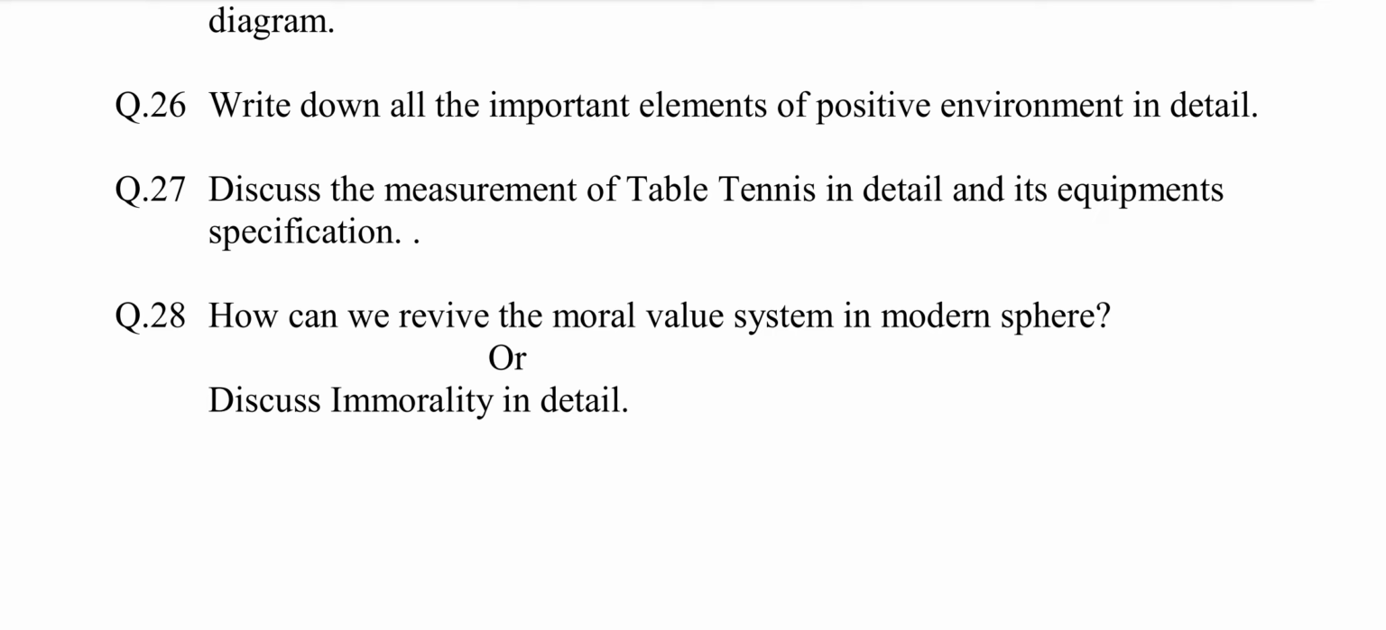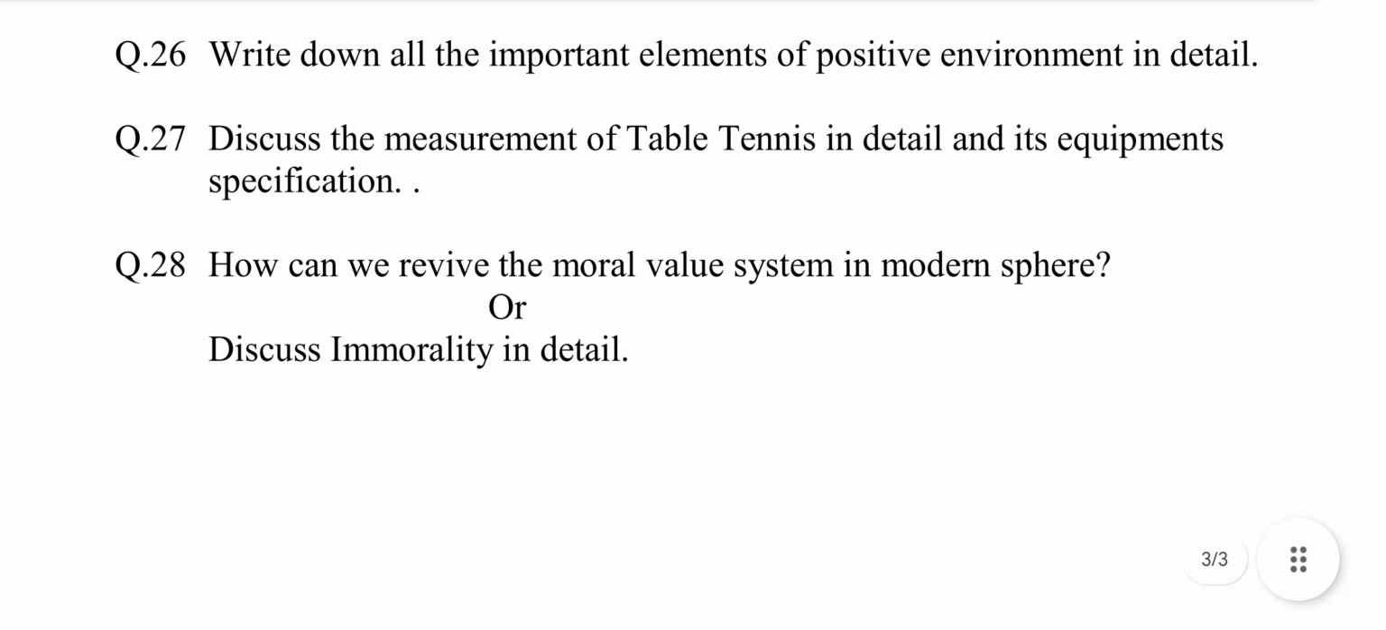Question number 26. Write down all the important elements of positive environment in detail. This question is selected from chapter number 5, Sports and Environment. The answer may be: the important elements of positive environment are as listed below. Number 1. Safe drinking water. 2. Low level of noise. 3. Clean air. 4. Sanitary surrounding. 5. Low level of noise.